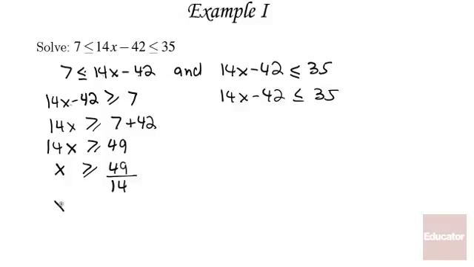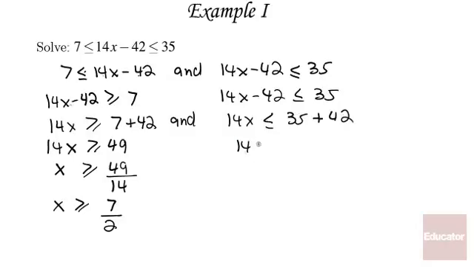I can simplify this because they have a common factor of 7. So to simplify this, remove the common factor. That's going to give me 7 halves. I just pulled out the 7 from both the numerator and the denominator, factored it out. Okay, solving my second inequality, adding 42 to both sides, it's going to give me 14x is less than or equal to 77. Again, dividing both sides by 14 is going to give me 77 divided by 14. Again, I have a common factor of 7, so this is going to give me 11 halves.